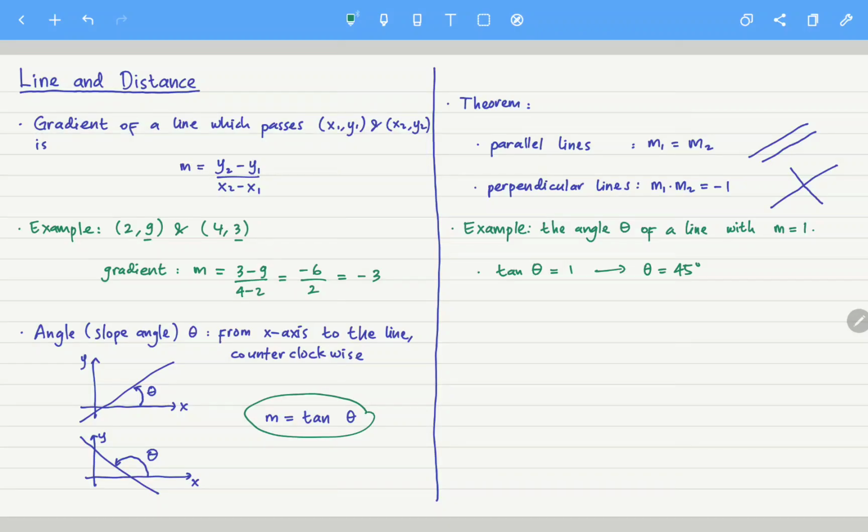And let's say we have another similar question, but now we have m equal to -1, so we can use the same relation. So we get tan theta is equal to -1, and if we solve it, we will get theta equal to 135.